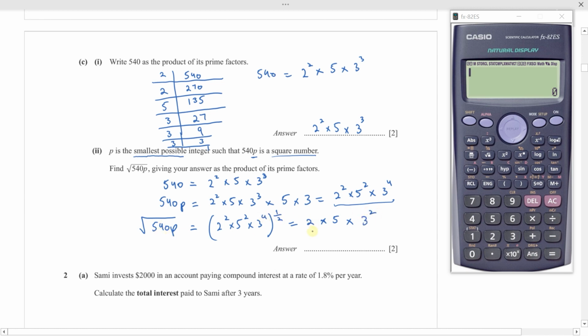So the square root of 540P in terms of the product of its prime factors is 2 into 5 into 3 squared.